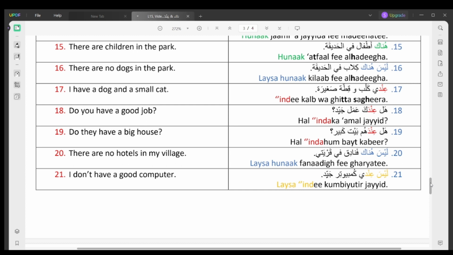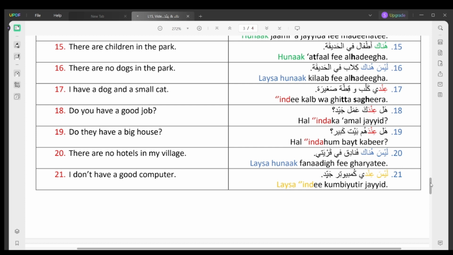Number 17. I have a dog and a small cat. عندي كلب وقطة صغيرة. Number 18. Do you have a good job? هل عندك عمل جيد؟ Number 19. Do they have a big house? هل عندهم بيت كبير؟ Number 20. There are no hotels in my village. ليس هناك فنادق في قريتي.